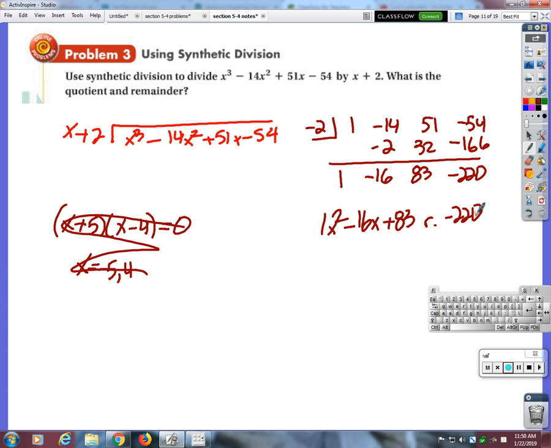Okay, good question. It will not work when we're dividing by something that has an exponent higher than 1. So if we were dividing by x squared plus 2, we have to use regular old long division.